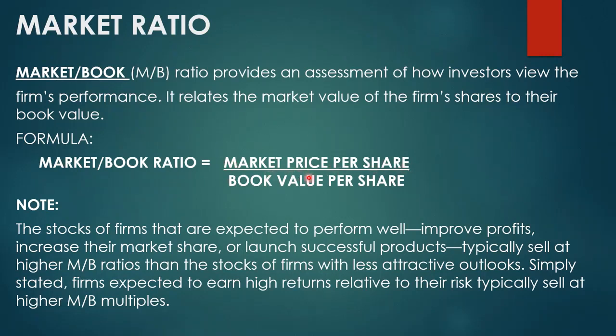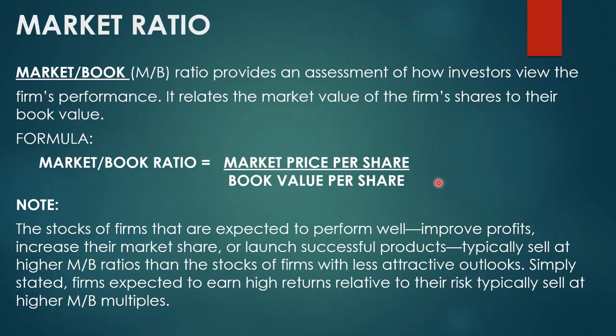As you know, market price per share is the amount that the investors are willing to invest in the company per share divided by the book value per share of the company. So take note, the stocks of firms that are expected to perform well, meaning improve profits, increase their market share, or launch successful products, typically sell at higher market to book ratio than the stocks of firms with less attractive prospects. Simply stated, firms expected to earn higher returns relative to their risk typically sell at higher market to book multiples. Ibig sabihin, the higher, the better.